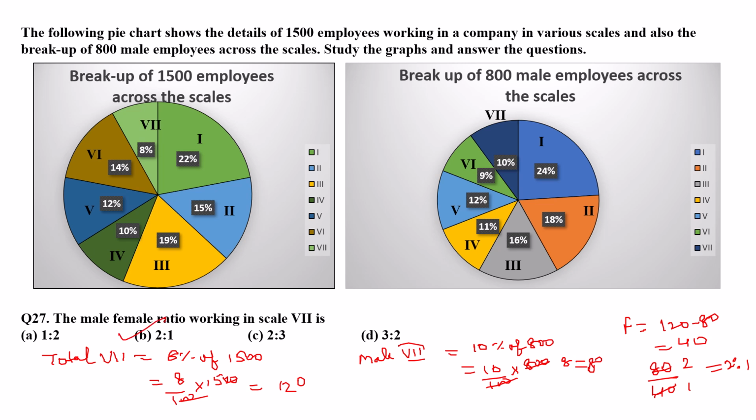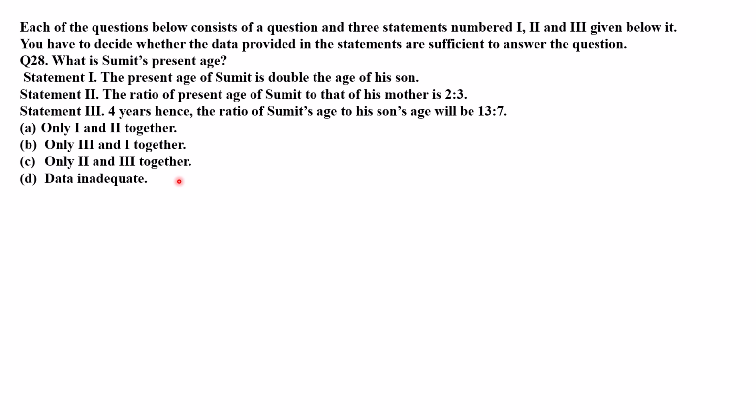Now moving to the next question. This is a data sufficiency question. It is given that each of the questions below consists of a question and 3 statements numbered 1, 2 and 3 given below it, and you have to decide whether the data provided in the statements is sufficient to answer the question or not. So the first question is, what is Sumit's present age? Three statements are given. The present age of Sumit is double the age of his son. The ratio of present age of Sumit to that of his mother is 2:3. And 4 years hence, the ratio of Sumit's age to his son's age will be 13:7.